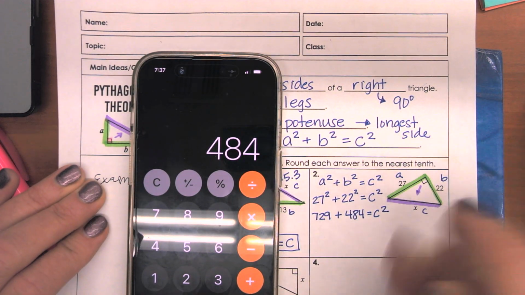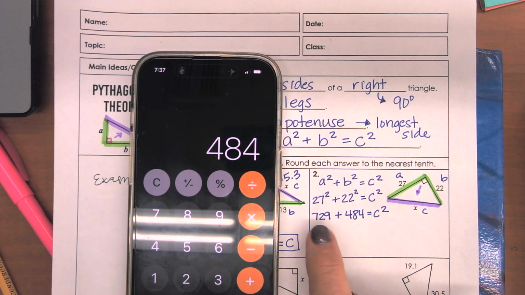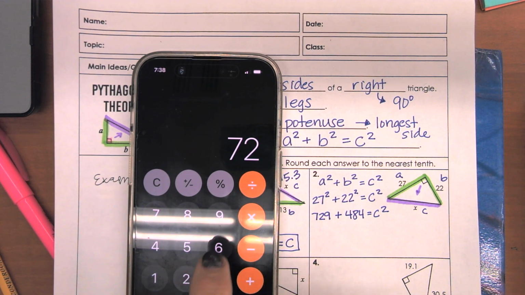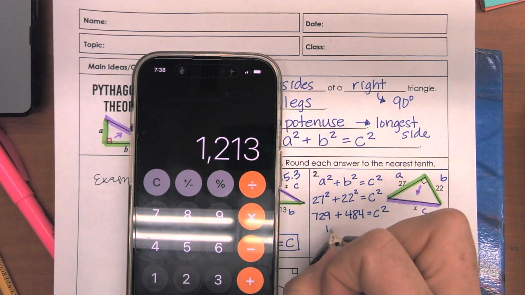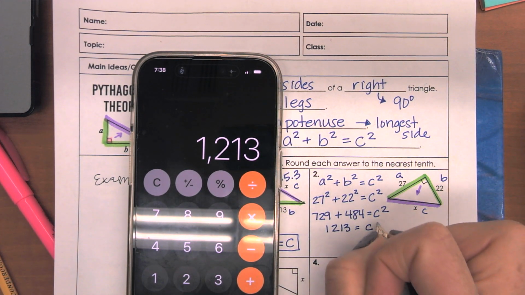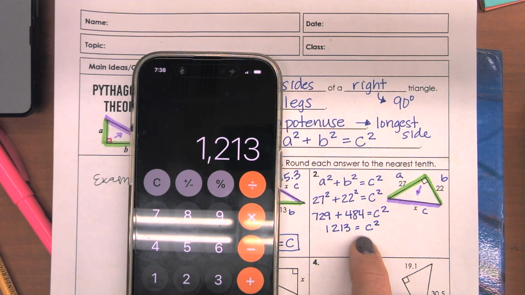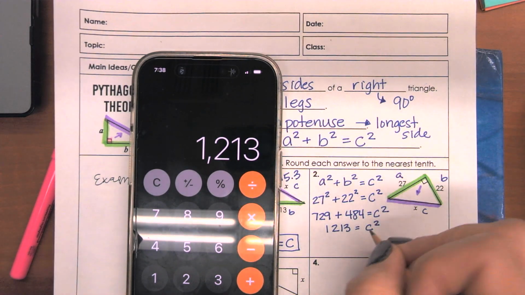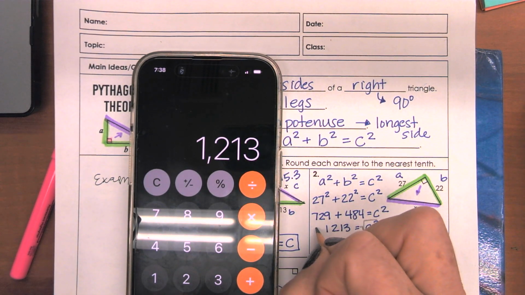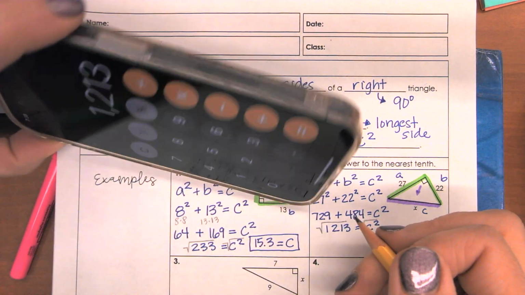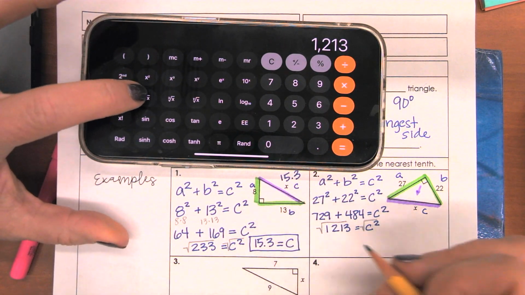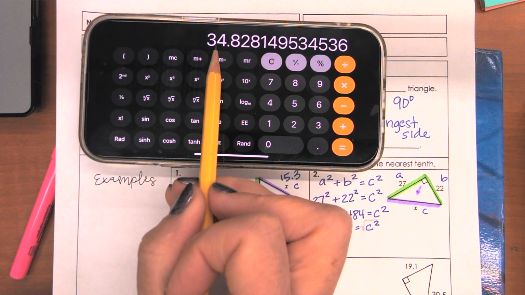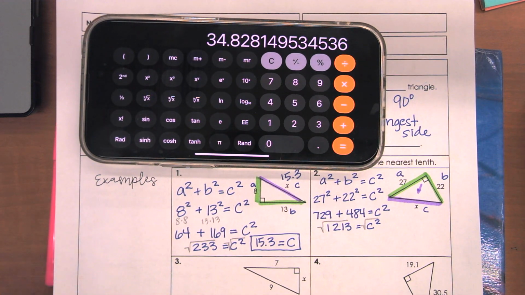equals C squared. Now to start simplifying here, I do need to add my 729 plus 484, so now I'm just going to add my 729 back in, and I get 1,213 equals C squared. Now remember, I'm not looking for C squared, I'm looking for C. So I have to undo my square by using a square root. Now I'm going to turn my calculator sideways, and I'm just going to hit that square root button, and I get 34.828. It goes on forever. 34.8 is going to be my C.